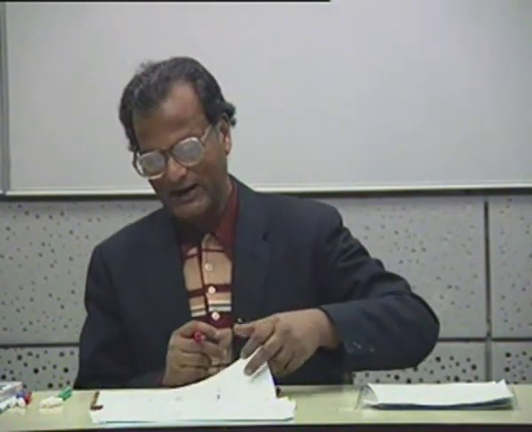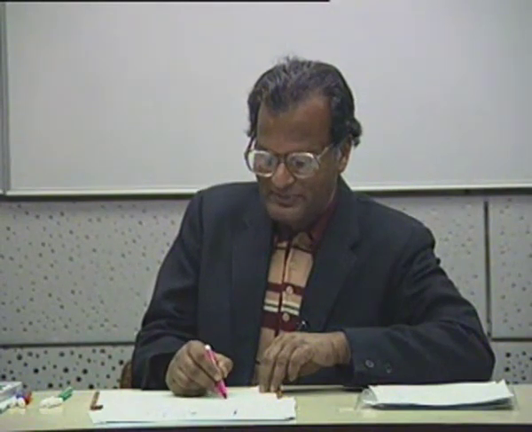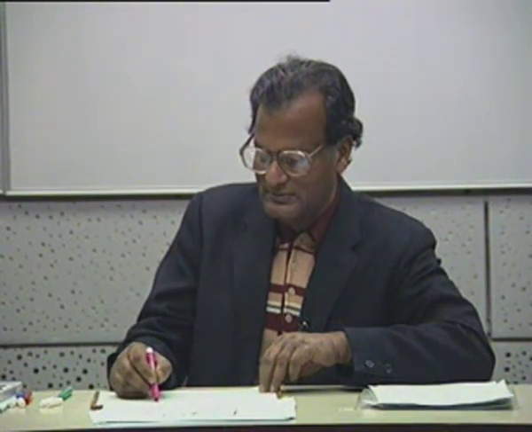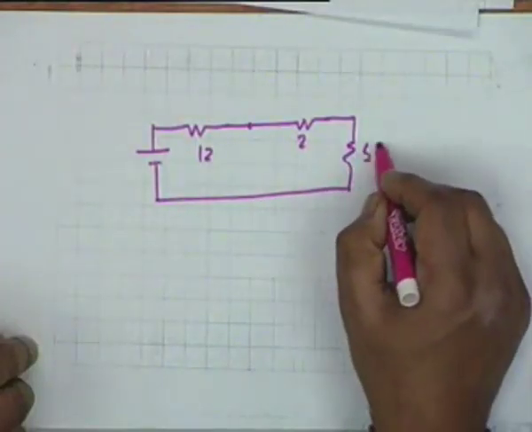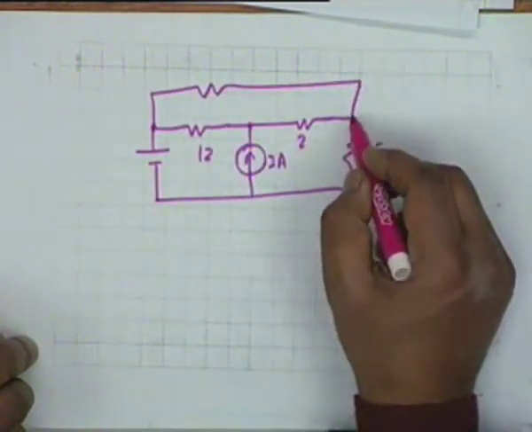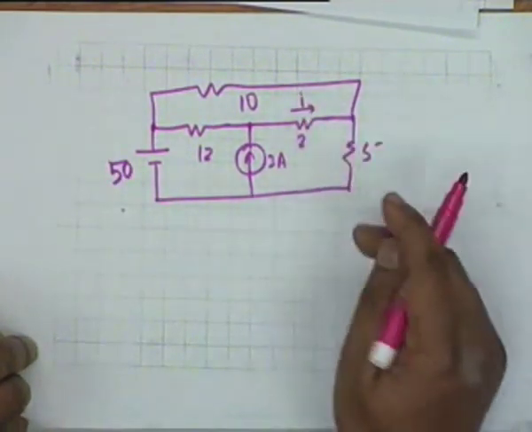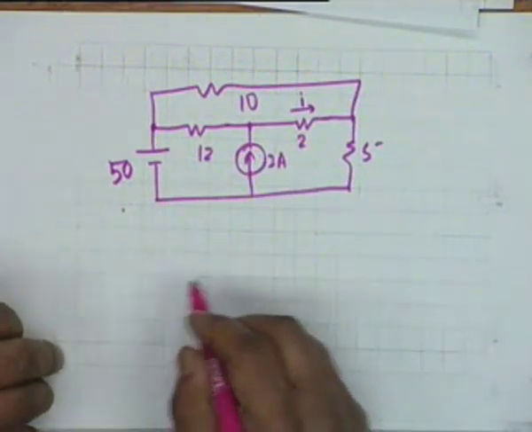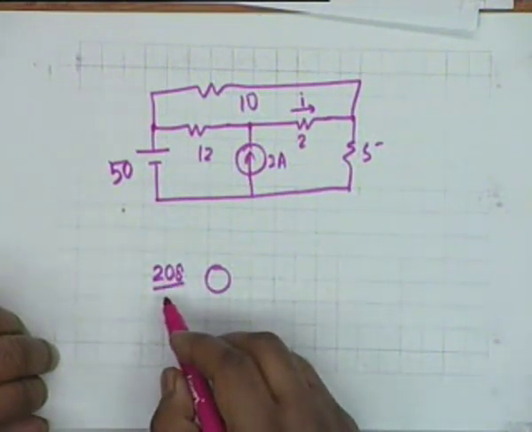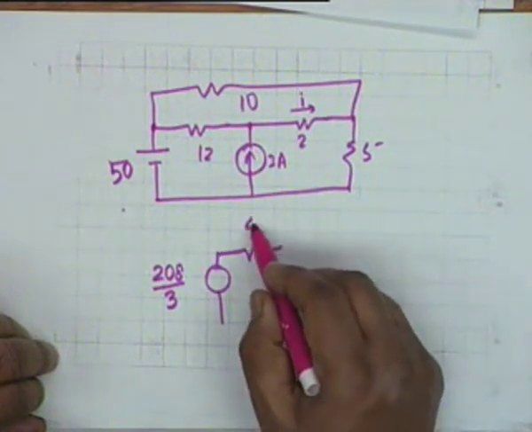Now therefore, our Thevenin equivalent circuit, you remember our original problem was this, 12, 2, 5, 3 amps and 10, this was 50 volt, we were trying to find out I. This is my load. And what I have found out is that my VT is 208 divided by 3 and RT is 46 by 3.